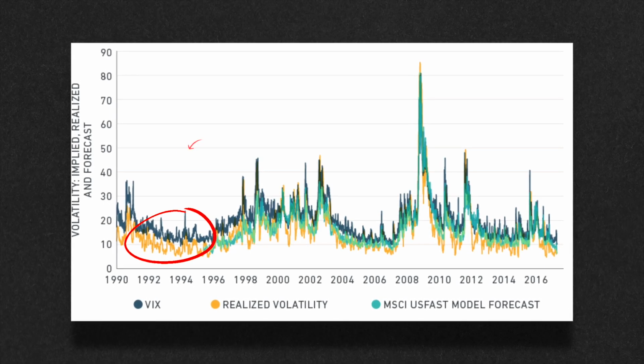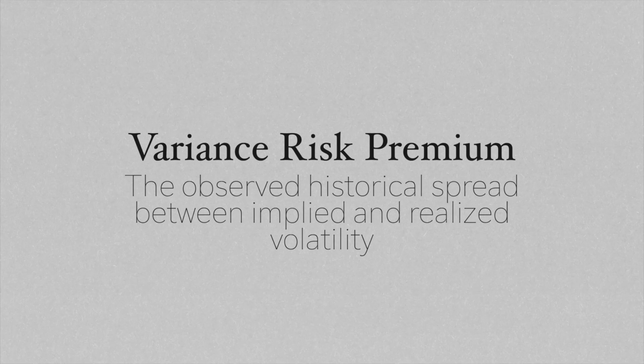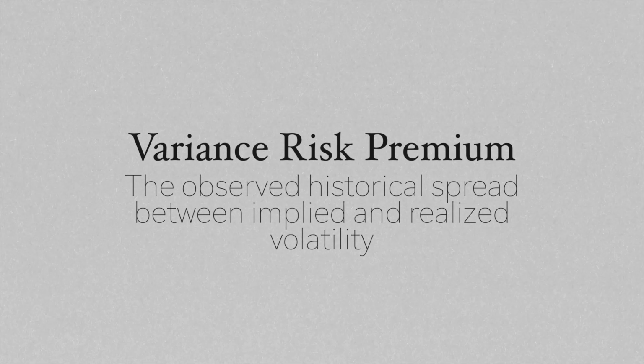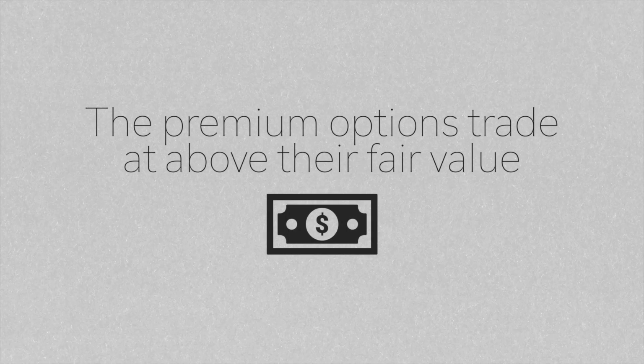There's a massive edge embedded in option prices for those that are willing to capture it. It's called the variance risk premium, and it's the observed historical spread between implied and realized volatility. Or to put it in simpler terms, the premium options trade at above their fair value.